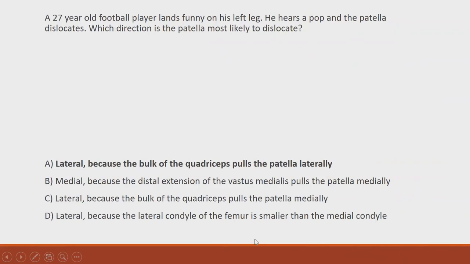D is wrong because the lateral epicondyle of the femur is bigger. And again, it's bigger because it's stopping that bulky quadriceps muscles from pulling your patella too laterally. So it's helping your vastus medialis keep it more medial. Yeah?